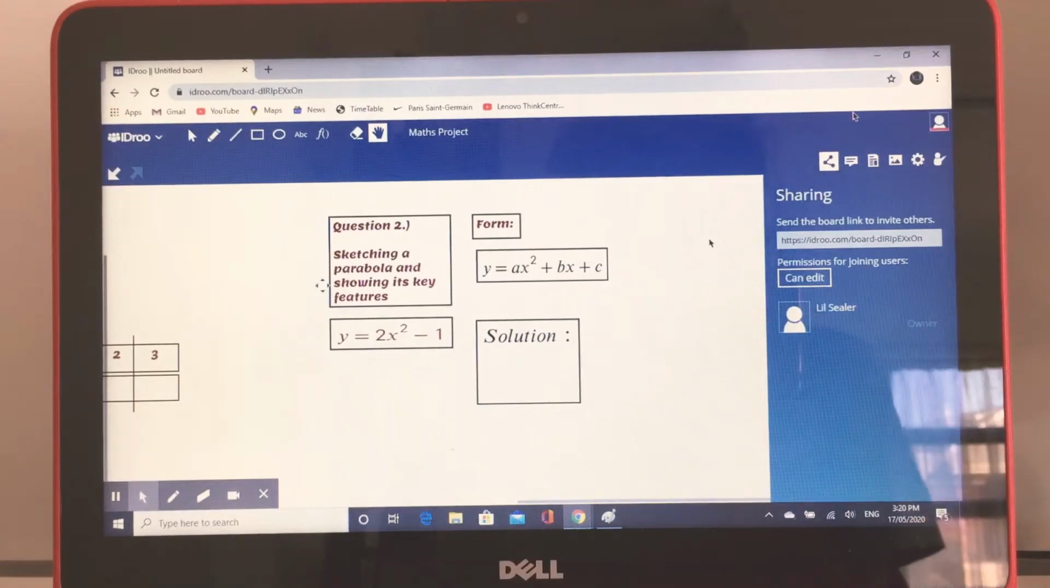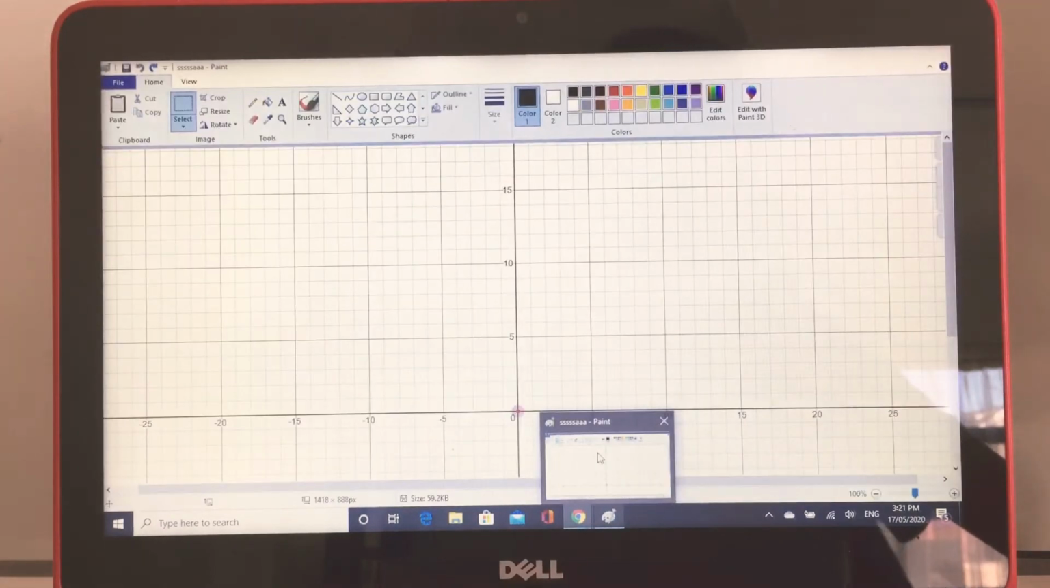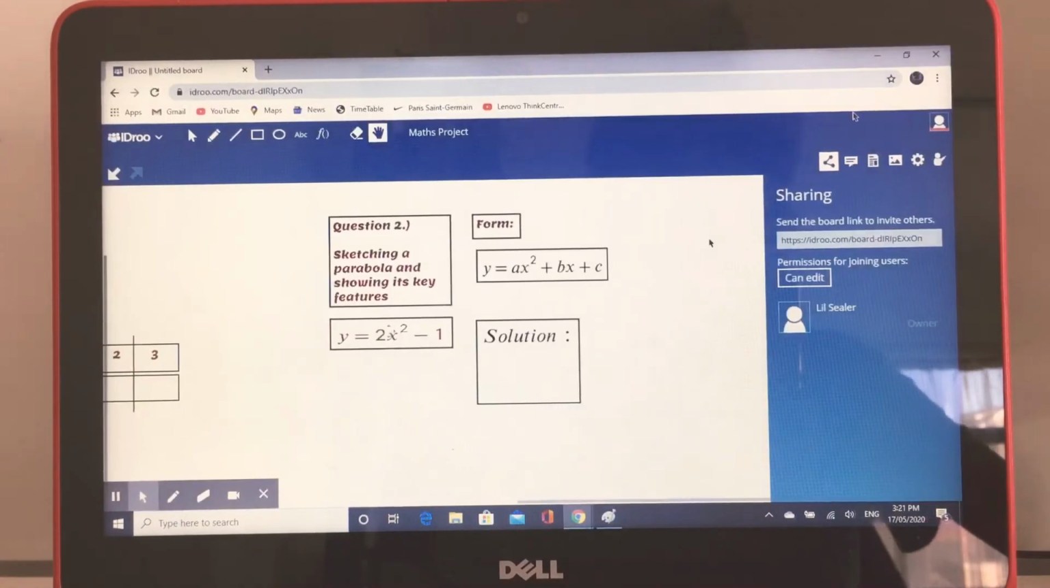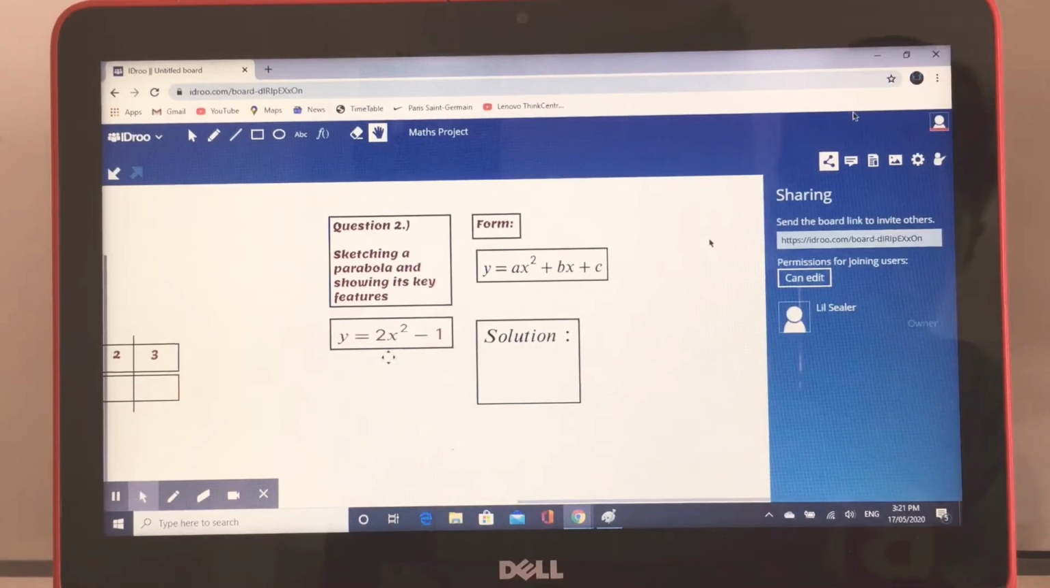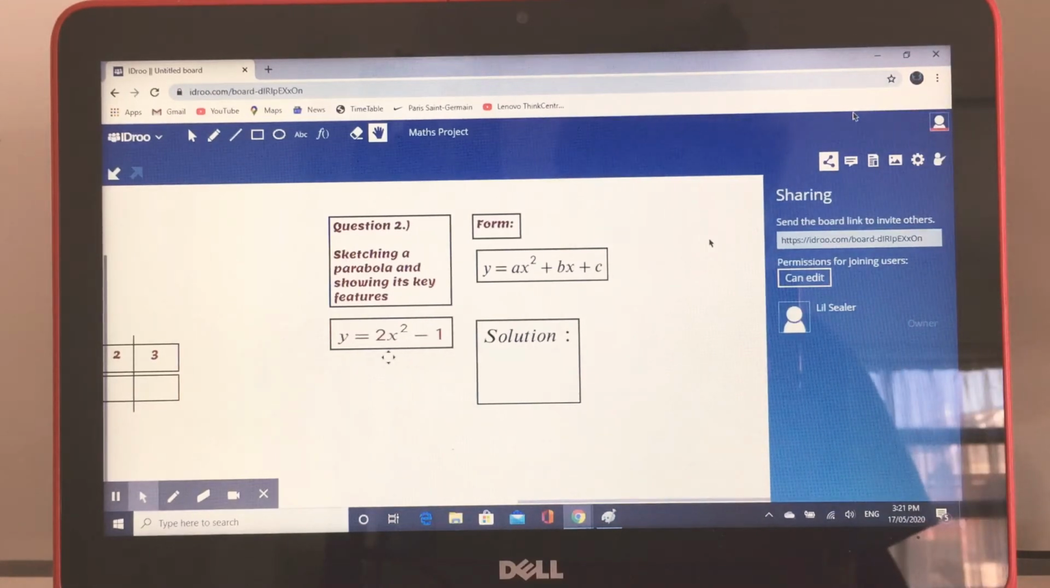So this is part 2 or question 2, sketching a parabola and showing its key features. I couldn't actually screen record this part because it wasn't allowing me and I had to use a Cartesian plane. So that's why I'm using my phone instead. So question 2 is sketching a parabola and showing its key features. So the equation is y equals 2x squared minus 1.